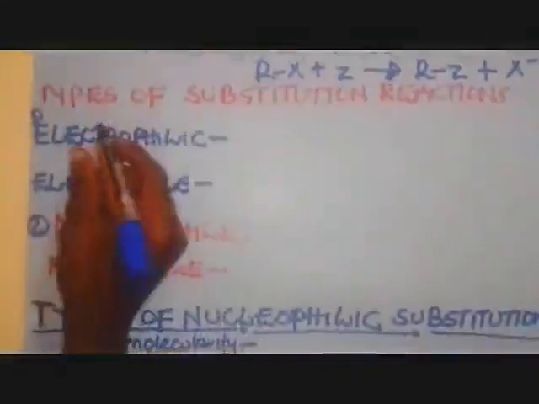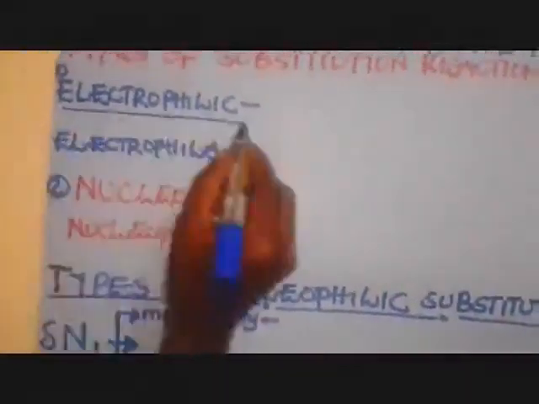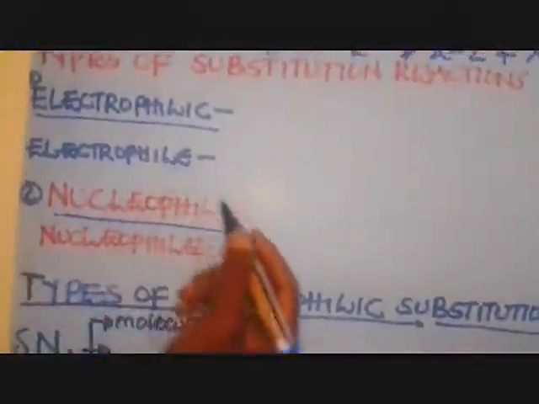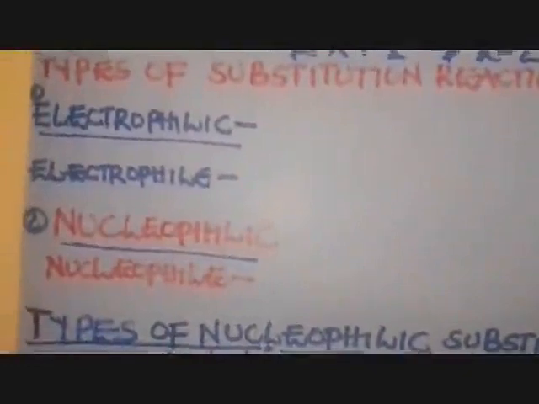Now, leaving the definition, you rarely find a question asking you for the definition; you come to the types of substitution reactions. There are mainly two types. We have electrophilic substitution reaction, then nucleophilic substitution reactions. When you consider electrophilic substitution, we see an electrophile attacking. The electrophile is the one that comes in to cause the replacement we are talking about. So here we have to understand what we call an electrophile.